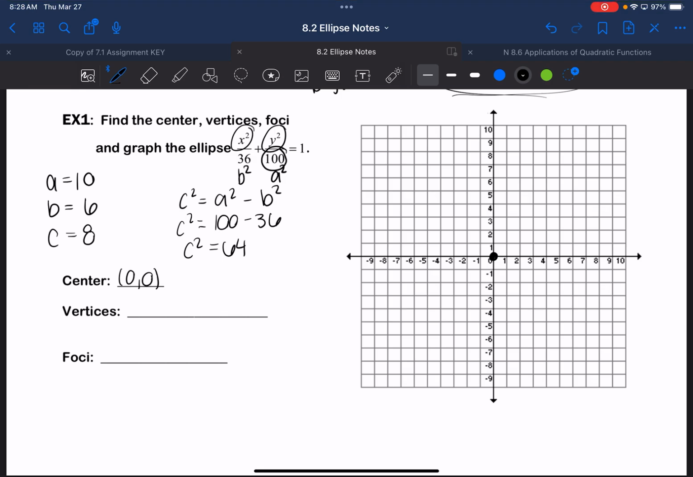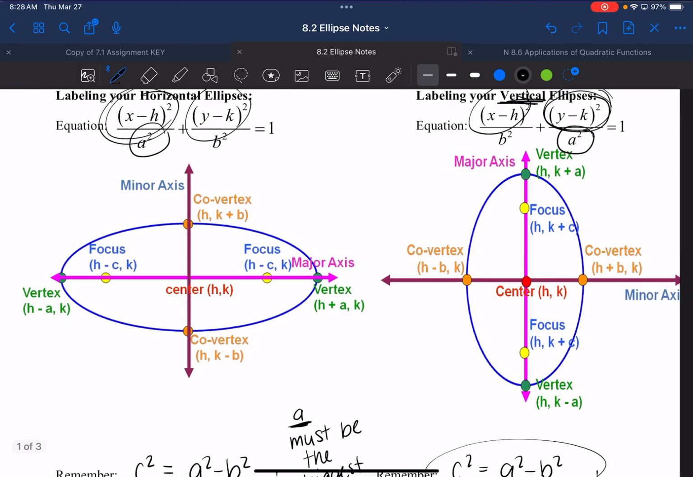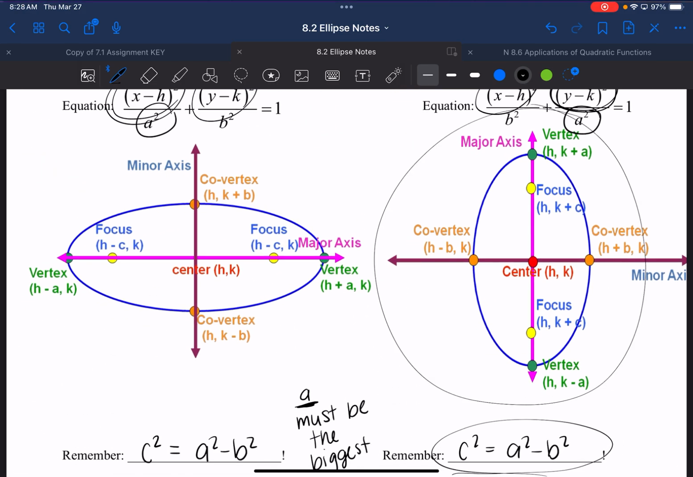Okay. Now we said that this one had to be vertical because a squared was under the y, right? So that means we're going to reference this picture right here, this second one. This is the one we're looking at. To figure out how far it was from our center to this point, it says it's at h plus b, comma k.